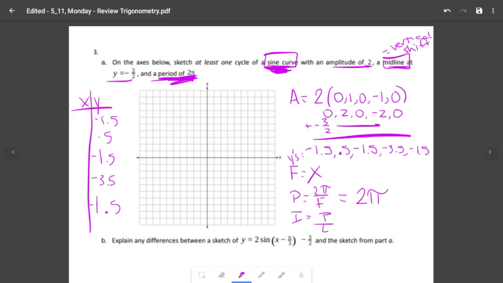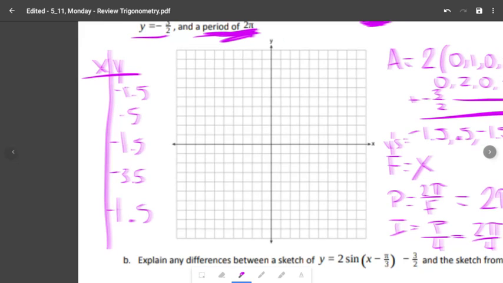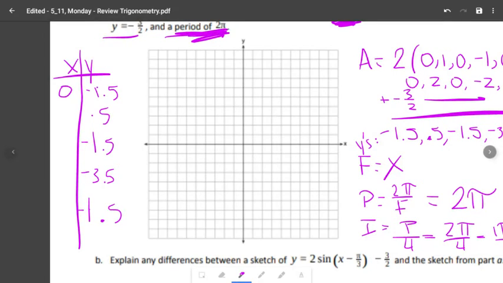I is our period divided by 4. So 2 pi divided by 4 is pi over 2, or 1 pi over 2. That is what we're going to count by in the x's. Always start with 0. And then we have 1 pi over 2. Then 2 pi over 2. Then 3 pi over 2. And last would be 4 pi over 2. So you should have room if you want to skip every other line.